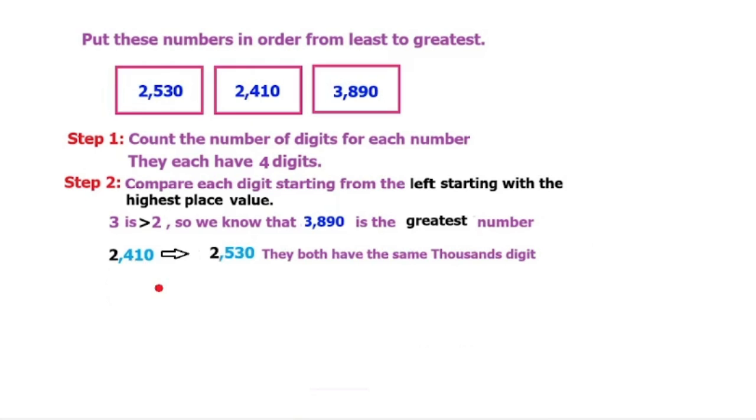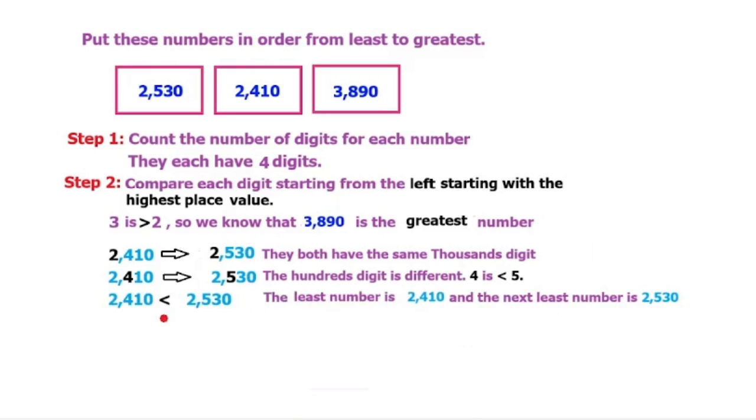So let's compare them. So 2410 and 2530. So like I said, we start at the left, the highest place value. They both have the same thousands digit. So then you move to the next digit. So the next digit is the hundreds digit. So when you compare 4 and 5, you know that 4 is less than 5. This means less than, right? So you know already that this is the smallest number.